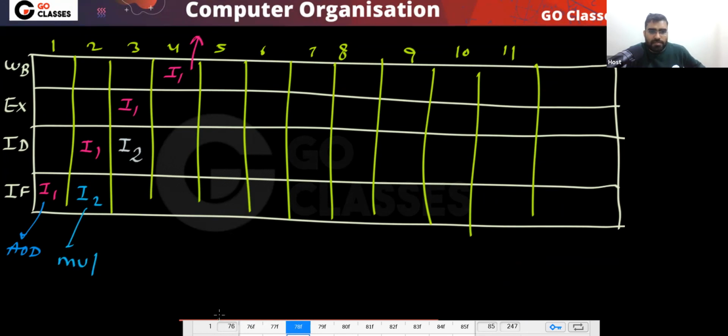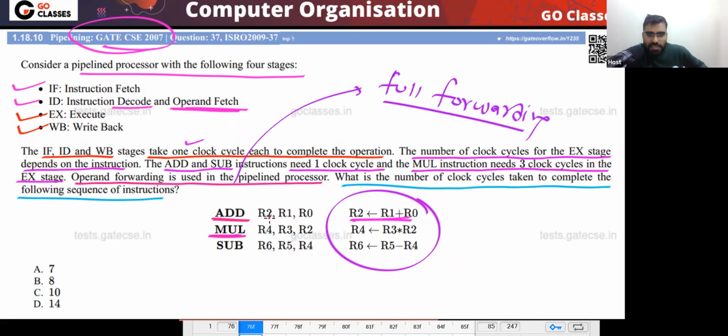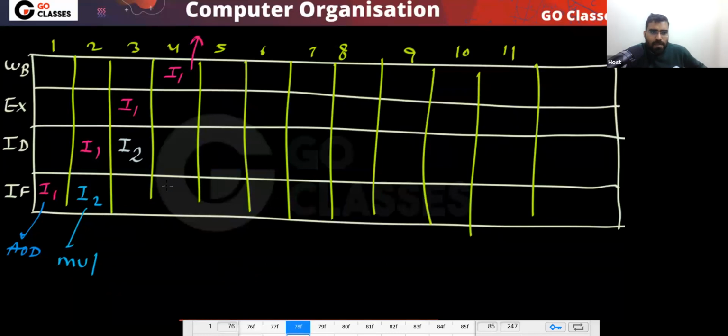Is there any dependency with I1? Yes, there is dependency. Correct. So multiplication needs the value of R2, the correct value of R2. Where is this value of R2 available? This value will be available here. Here the value of R2 is available, here R2 correct value.